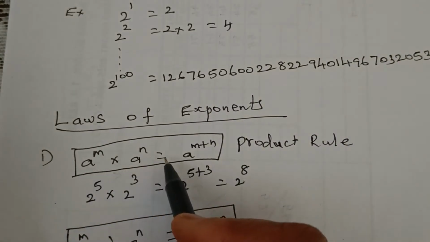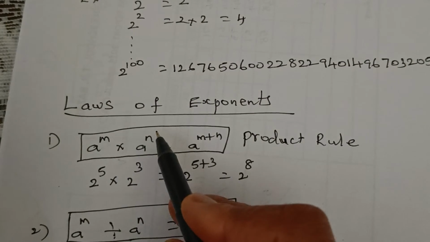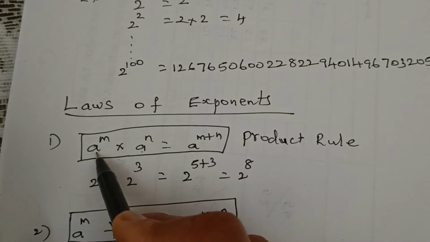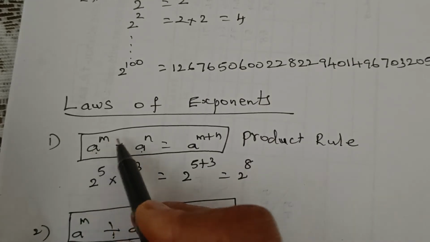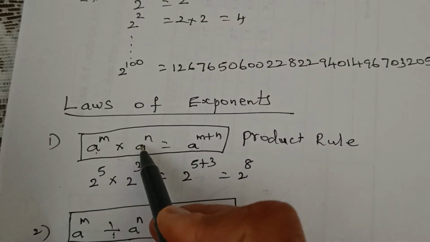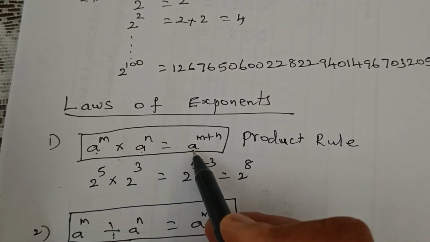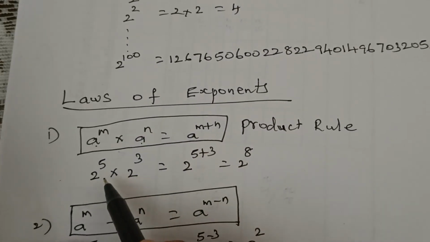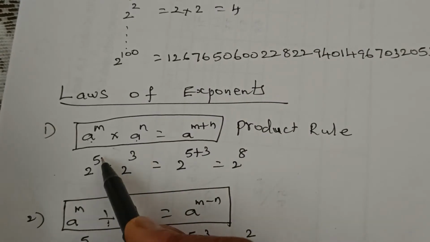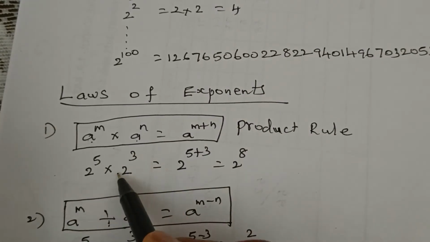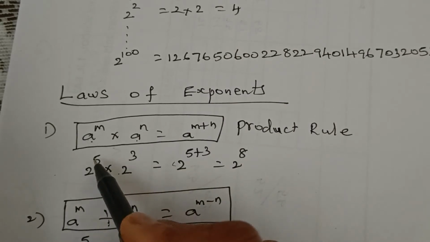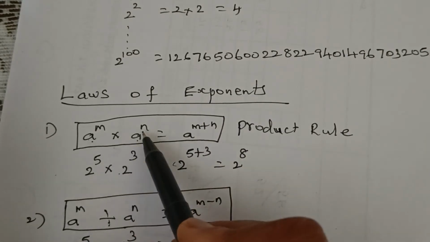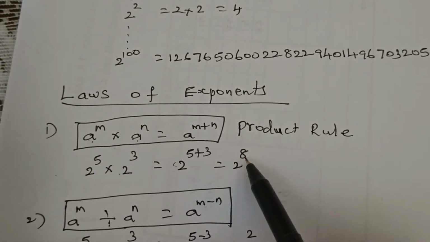That is when you multiply two exponents, a power m into a power n. And here the important thing you have to notice is that the bases are the same. Look at this a, the bases are the same. When you multiply two powers with the same base, then for both the bases we write one base a and we add the powers, m plus n. For example, you see 2 power 5 into 2 power 3. For both the 2's you write one 2, and to multiply them we add the powers, 5 plus 3. So it becomes 2 power 8. So to multiply two exponents with the same base, we add the powers.